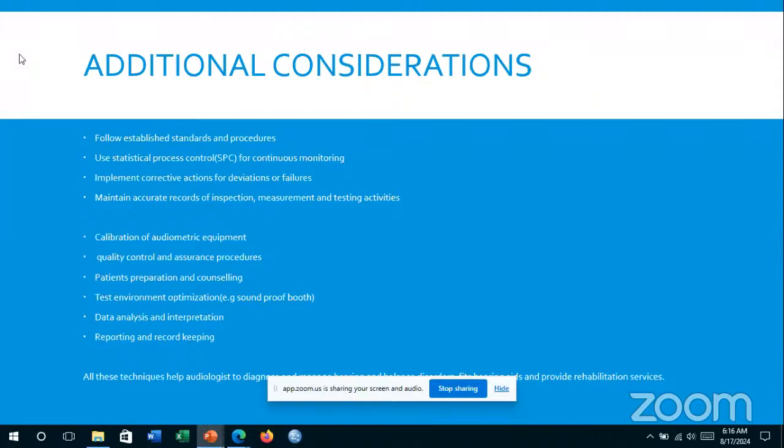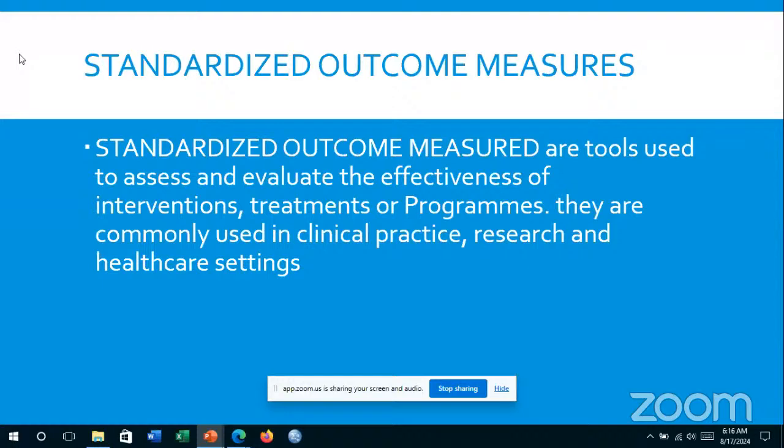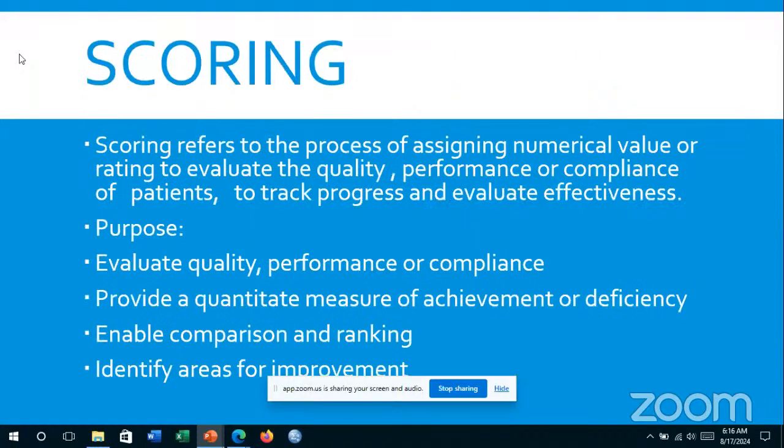The next subtitle to consider is scoring standardized outcome measures. Scoring standardized outcome measures. From here, we will first know what a standardized outcome measure is.